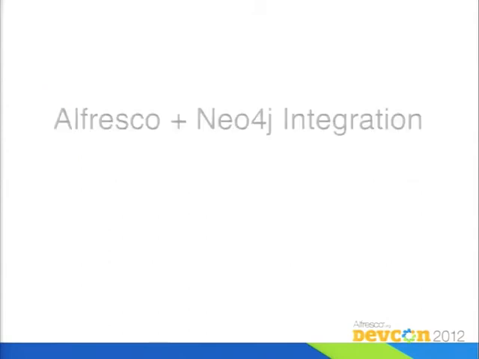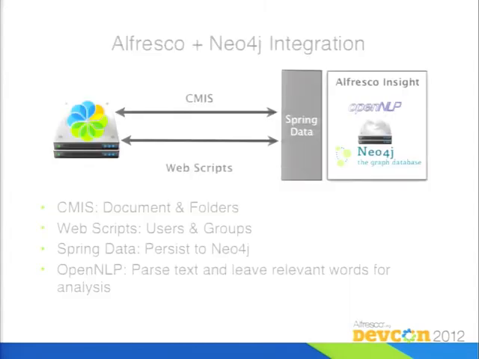Alfresco and Neo4j integration. Basically, what I've done thus far is I've left Alfresco by itself, and I've taken the model that we used for Solr with eventual consistency. I did not want to install anything on the Alfresco side, and I decided to leverage CMIS and web scripts to pull in data. I've pulled documents and folders using CMIS, and everything else I've used web scripts for.